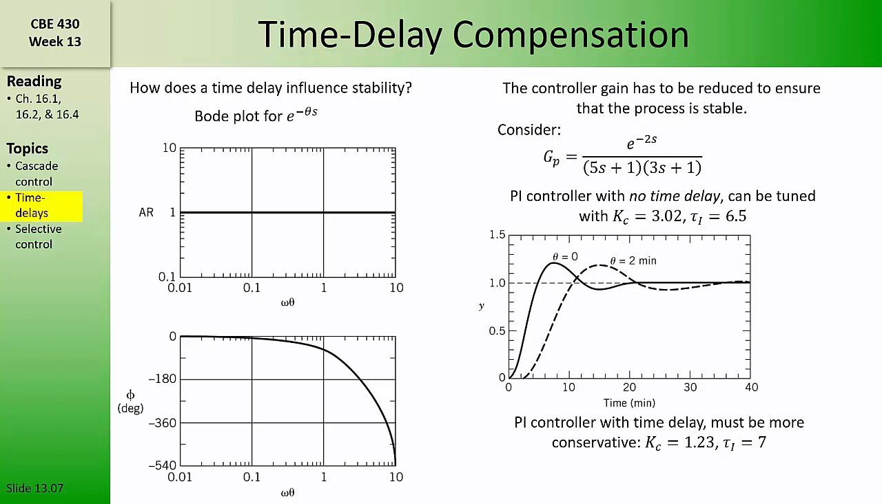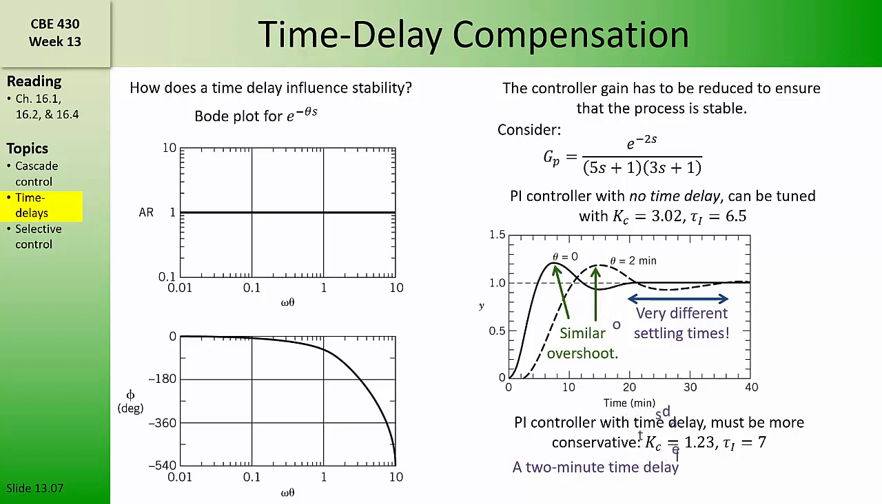However, when the time delay is present, the PI controller must be tuned more conservatively to obtain approximately the same value of the overshoot. In this case, the gain must be reduced by more than half to 1.23, and the reset time slightly increased. Although these two responses have similar overshoots, they have very different settling times. Adding just a 2-minute time delay to the process leads to about a 15-minute difference in the settling time following set point changes for this feedback control loop.